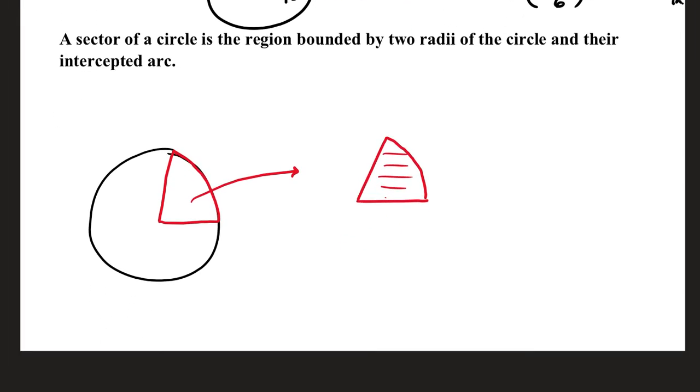A sector of a circle is the region bounded by two radii of the circle and their intercepted arc. It's just easier to think of it as taking a slice of pizza away from an entire pizza. The slice of pizza that you cut out is a sector of the entire pie.